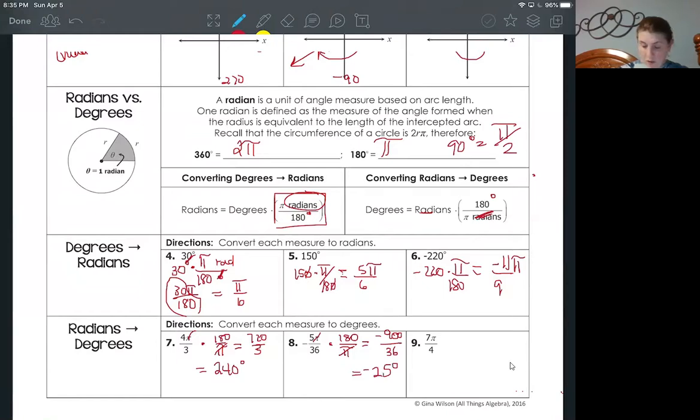Last one, we're just going to take 7 pi over 4. We're going to multiply by 180 over pi. The pi's cancel. I do 7 times 180, which is 1260, divided by 4. Now you can do that in your calculator all at one time. 7 times 180 divided by 4. And it will tell you the answer is 315 degrees.